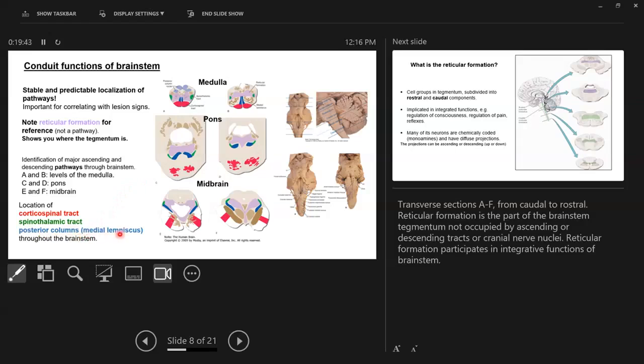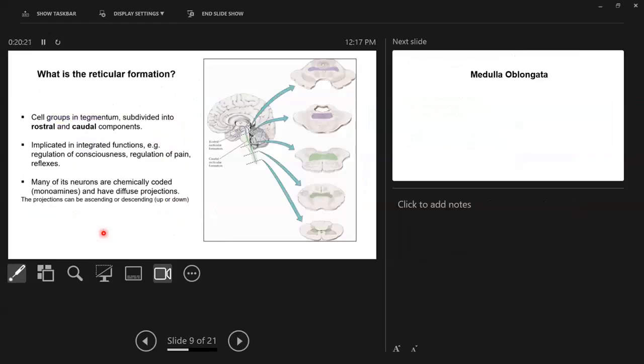And the posterior columns, which become the medial lemniscus after that first synapse, so we trace the medial lemniscus, they also occupy this central position depicted in blue. So some of our most important descending or ascending pathways. Of course, deficit of these pathways will be translatable into very distinct motor and sensory deficit signs. Lesions of these pathways, in other words.